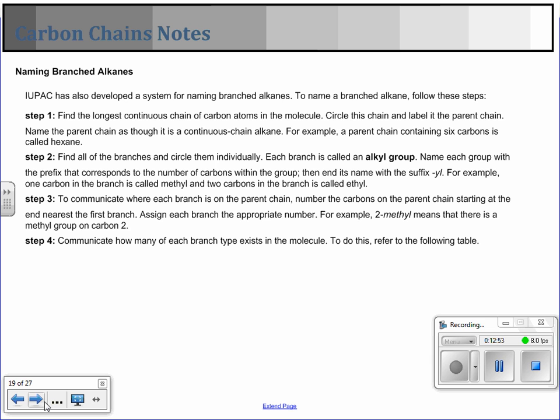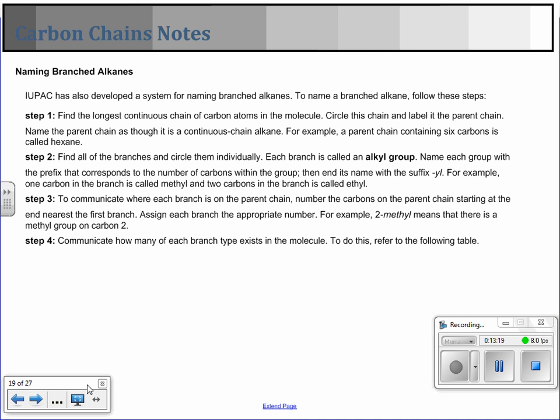Naming branched alkanes. IUPAC has developed a system for naming branched alkanes. To name a branched alkane, you need to follow these steps. First, you need to find the longest continuous chain of carbon atoms in the molecule. Circle this chain and label it the parent chain. Name the parent chain as though it was a continuous chain alkane. For example, if the parent chain consists of 6 carbons, it is called hexane.